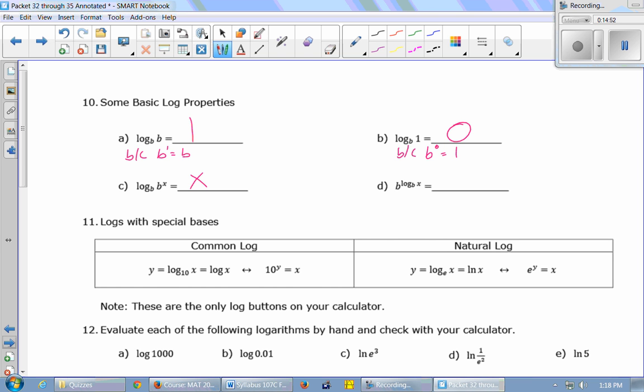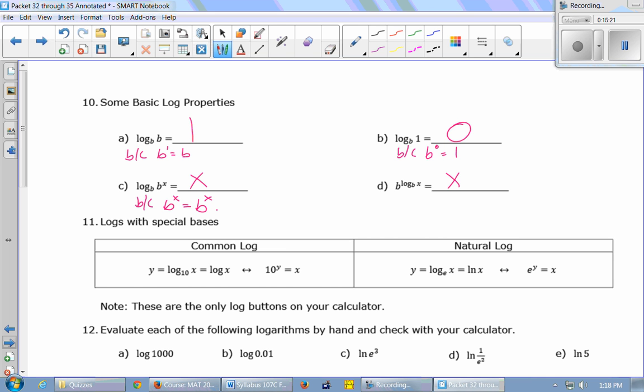This one's a little bit trickier, but it's also what is the name of the boy named George? b to the log base b of x. What do you think it is? George, or x? Yeah, it's x. Oh, I should write because b to the x equals b to the x. That's kind of obvious. And this one is because b to the log base b of x.